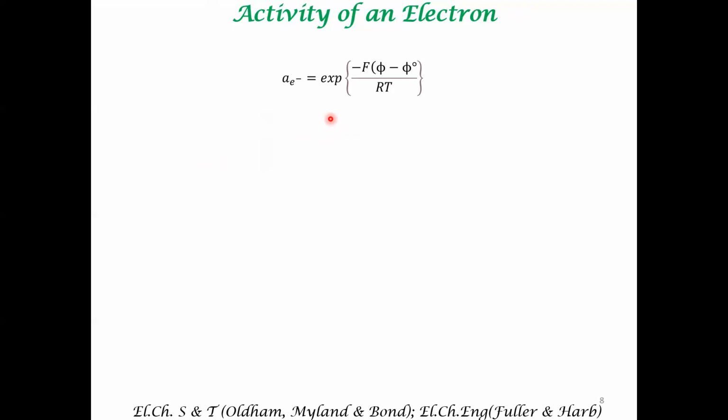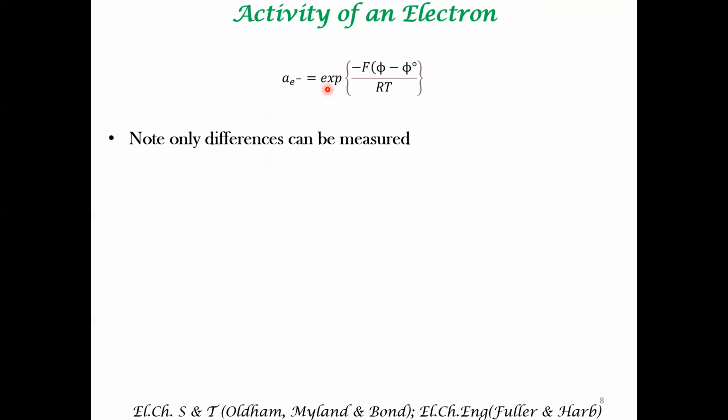So we are going to define the activity of an electron in the following manner. This is the potential, let's say this electron is present in a metal. That is the electrochemical potential of the electron in that particular metal. And this is some reference value. Okay. So we have discussed that for a single electrode electrolyte interface, you cannot measure the potential that exists at that interface.